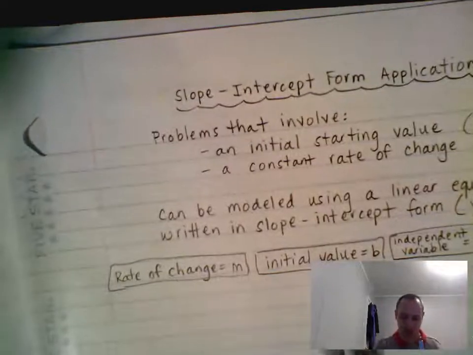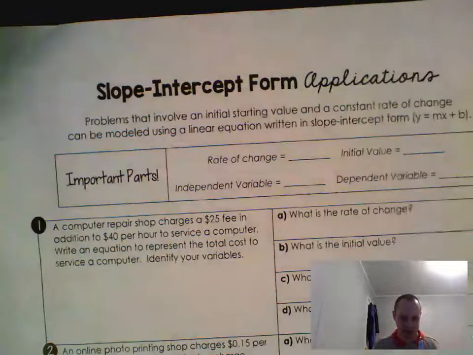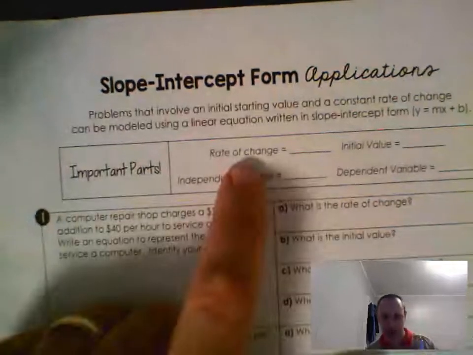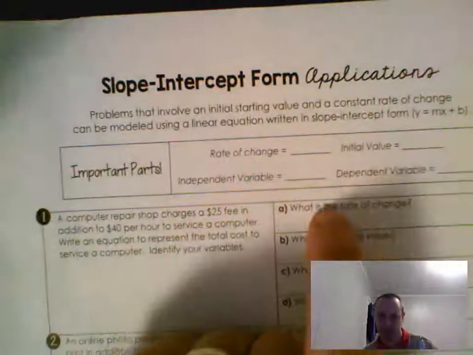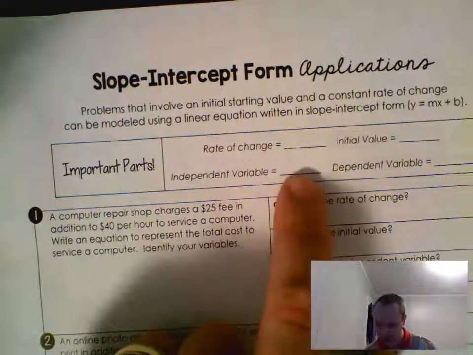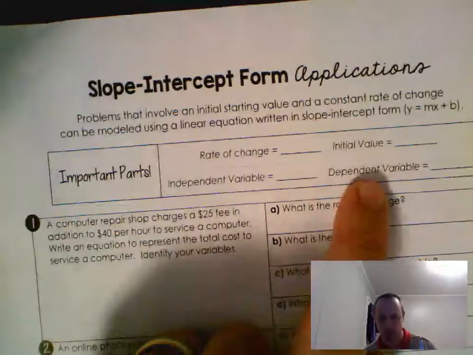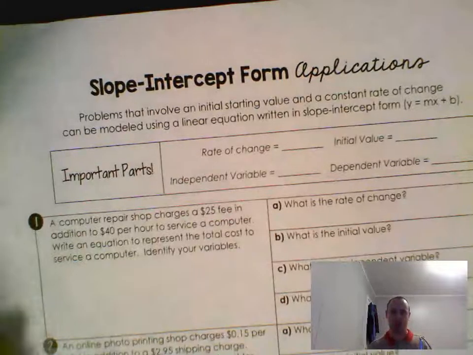So these four important parts I put right here. If you're working off the sheet, the rate of change is M, the initial value is B, the independent variable is X, and the dependent variable is Y. Okay, so let's look at number one.